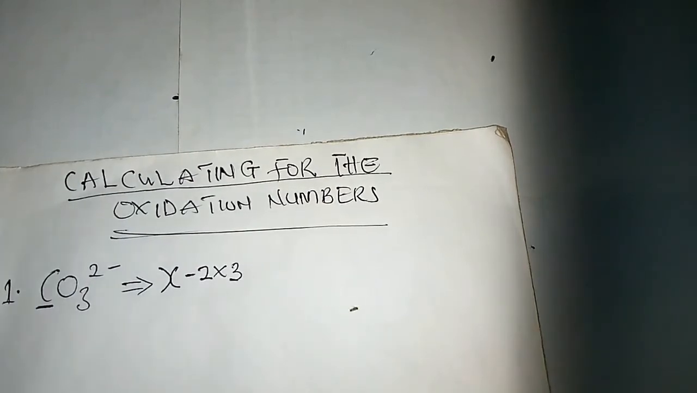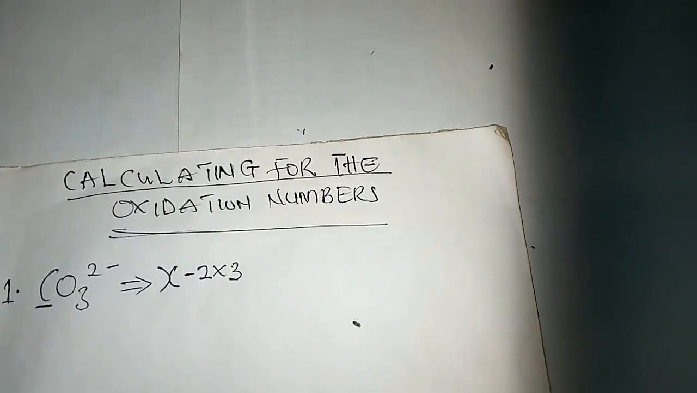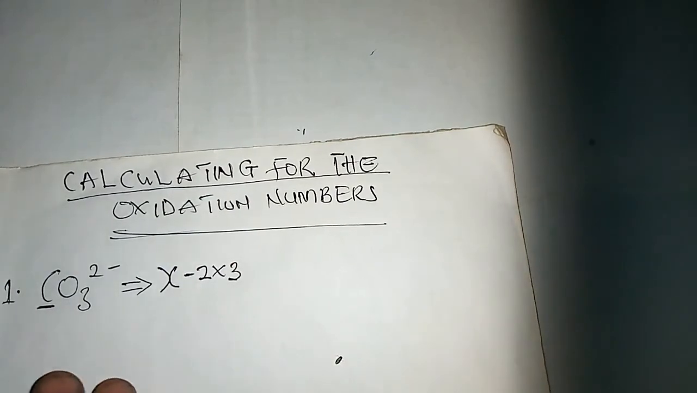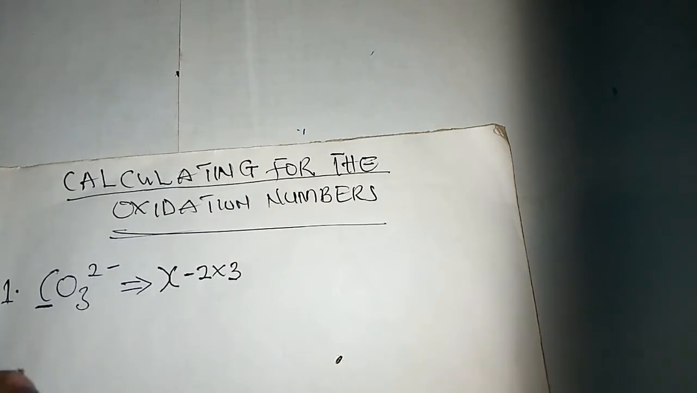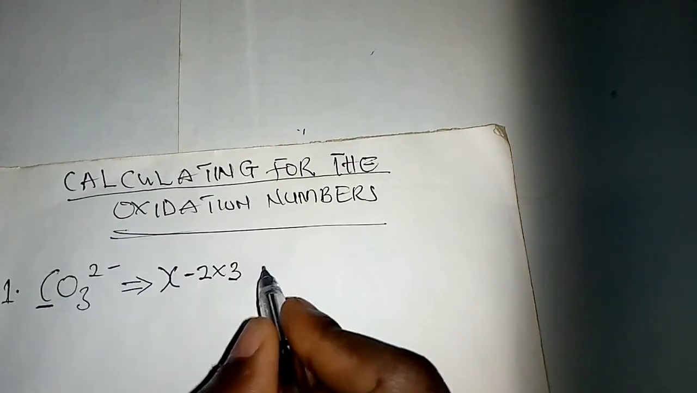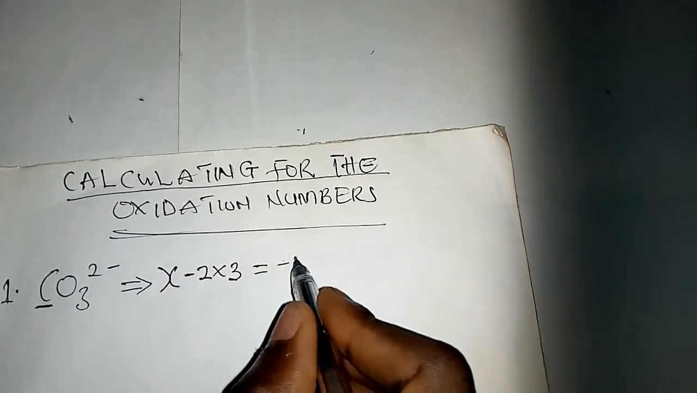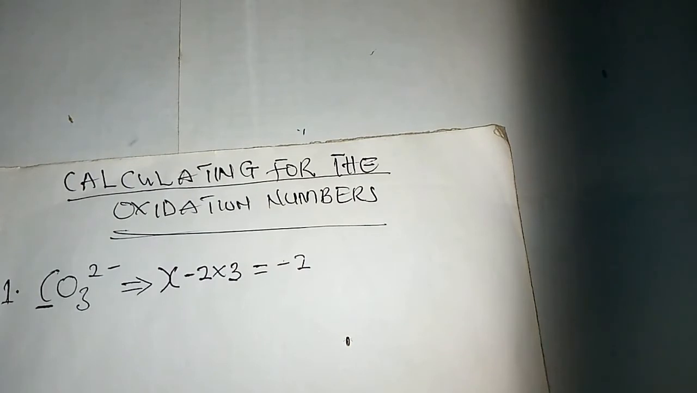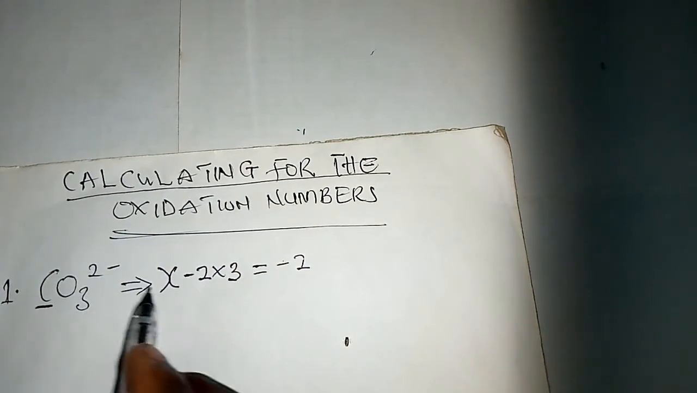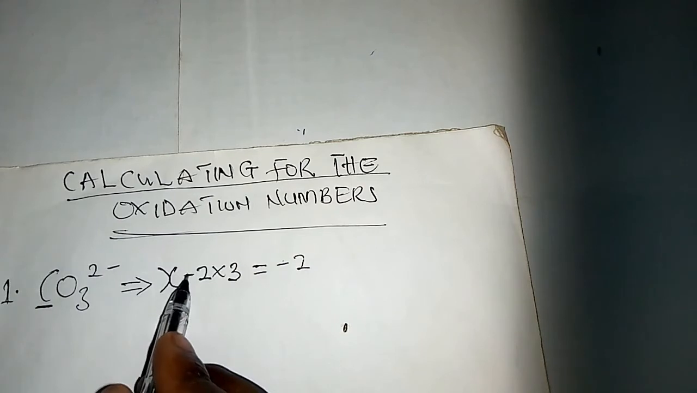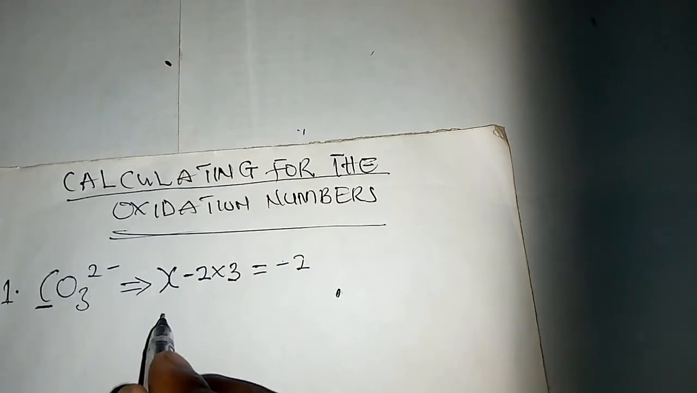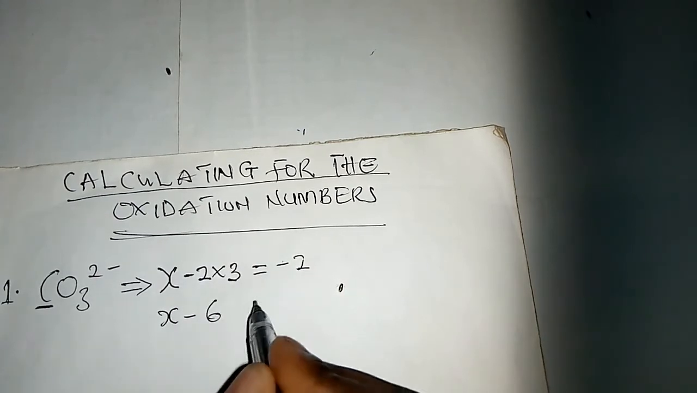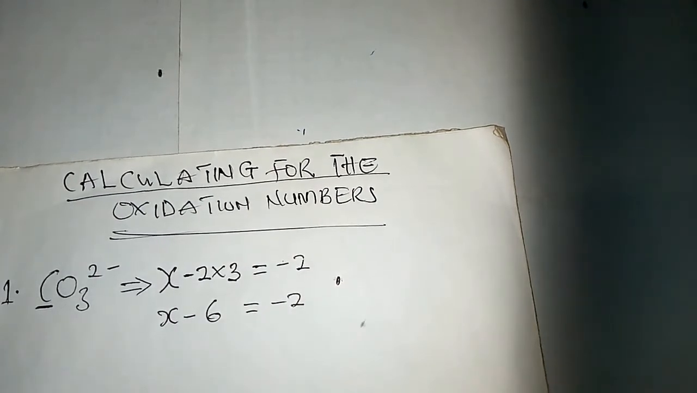The rule says that the algebraic sum of the oxidation states of the elements in the radical should be equal to the charge carried by the radical. The charge carried by this radical is -2, so you equate everything to -2 like this. We are solving for C, so we replace that with X. -2 by 3 gives us -6. So X minus 6 is equal to -2.